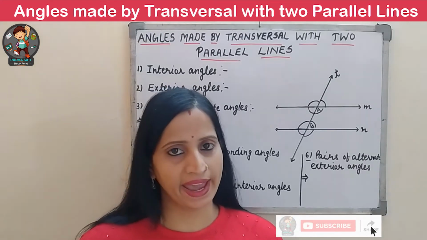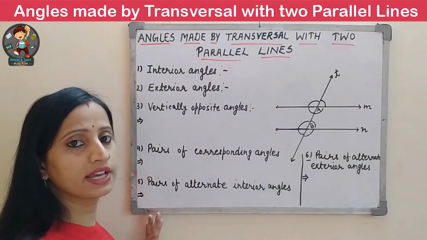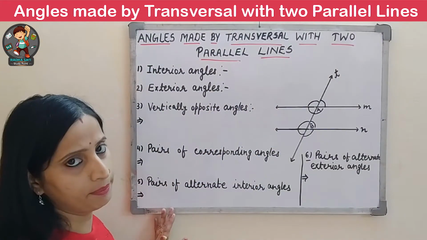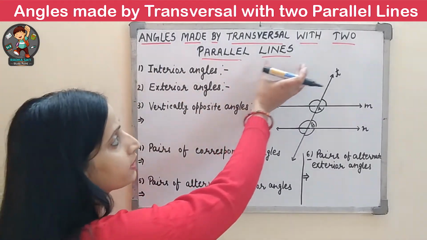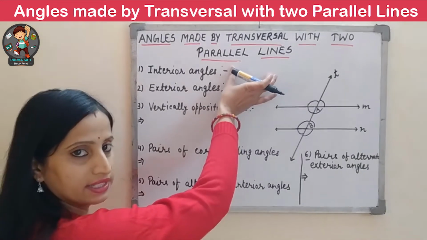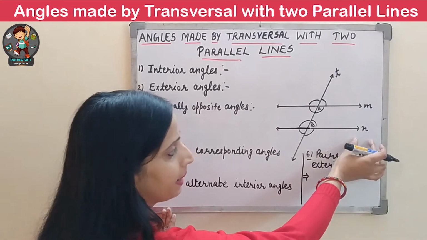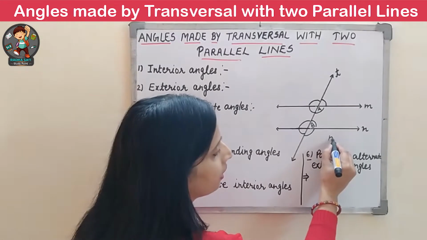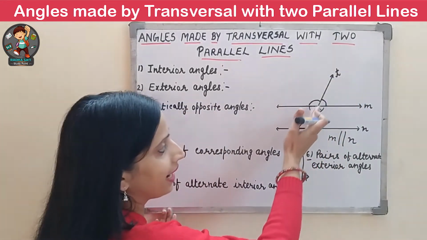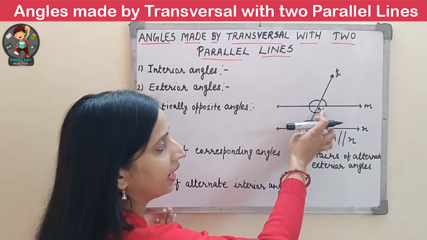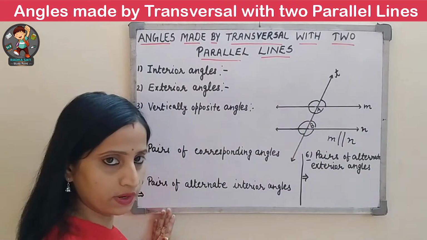Welcome back. As I have already discussed, the angles made by a transversal with any given two lines in a plane. But in today's video we will discuss the angles made by a transversal with two parallel lines. For example, here the lines M and N. M is parallel to N and the line T is intersecting these two lines at points A and B. So here T is known as the transversal.